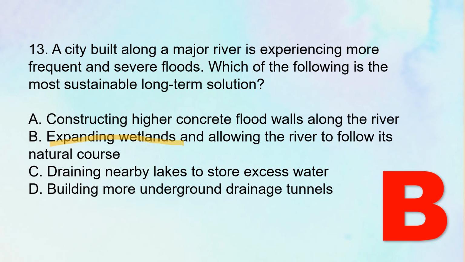Now for letter A, higher walls provide short-term protection but do not address the root cause, because here we are looking for the sustainable long-term solution. For letter C, draining lakes harms ecosystems and does not ensure long-term flood control. For letter D, while drainage tunnels help, they do not provide natural absorption like wetlands.